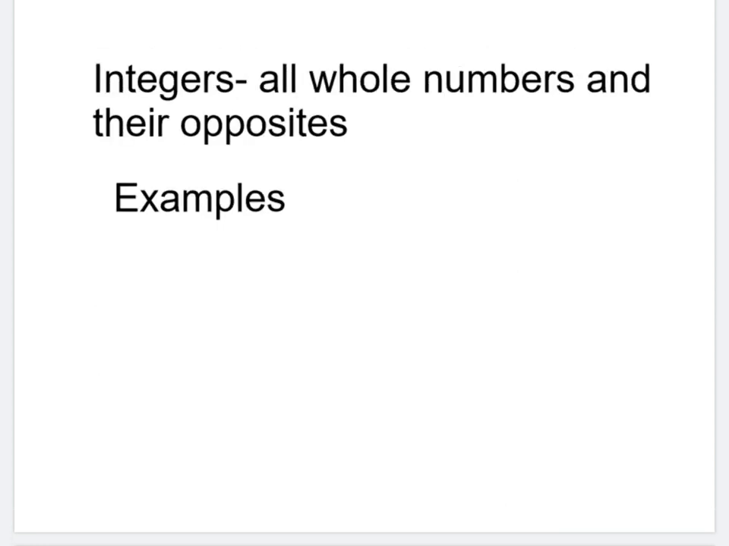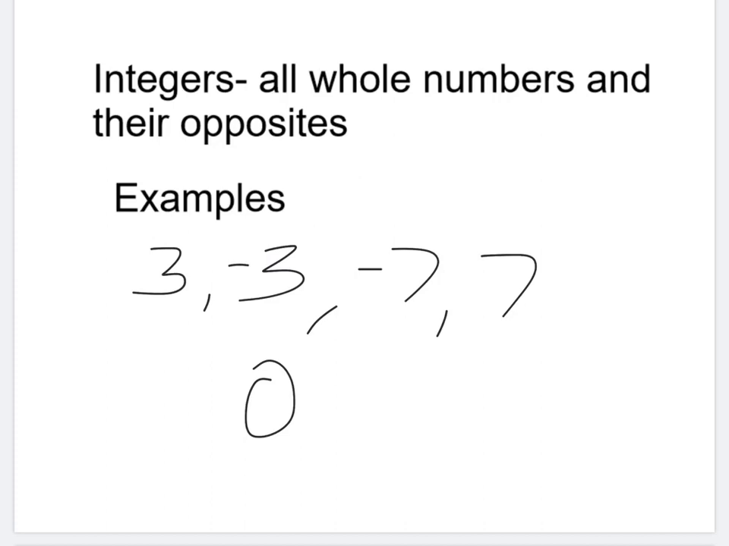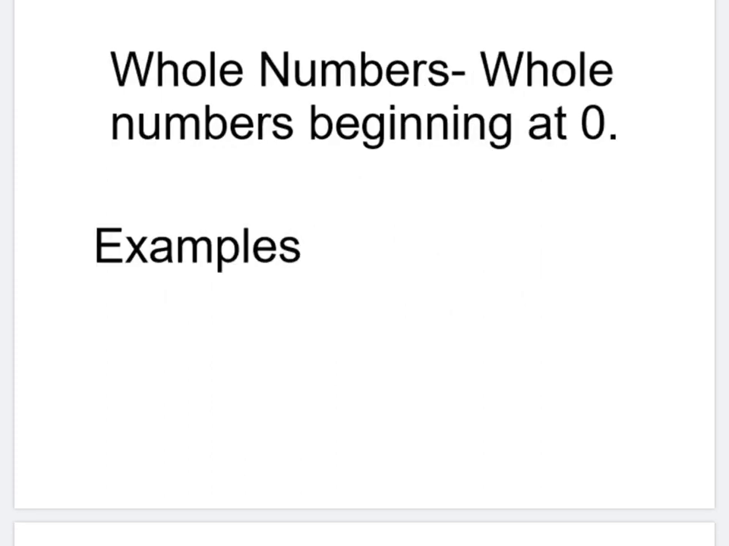The next type of number is integers. Integers are all whole numbers and their opposites. So I could say 3. The opposite of 3 would be -3. I could say -7. The opposite of -7 is 7. 0 is also considered to be an integer.